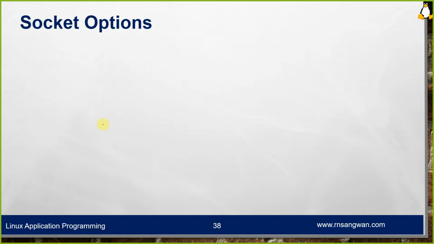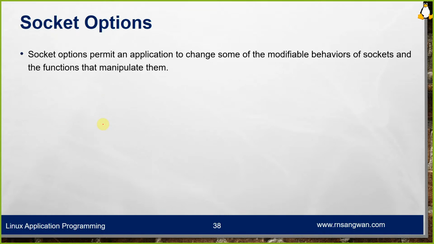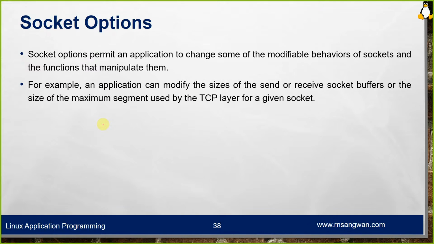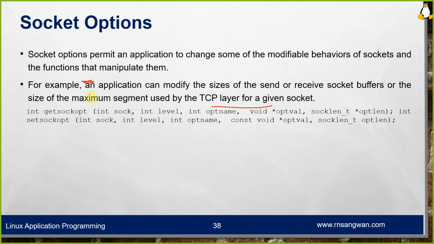Some socket options. Socket options permit an application to change some of the modifiable behaviors of sockets and the functions that manipulate them. For example, an application can modify the size of the send or receive socket buffers or the size of the maximum segment used by the TCP layer for a given socket. And these are the additional options which we define here.